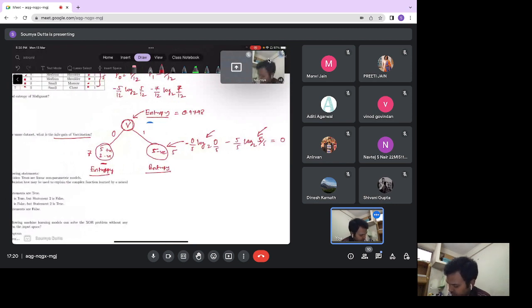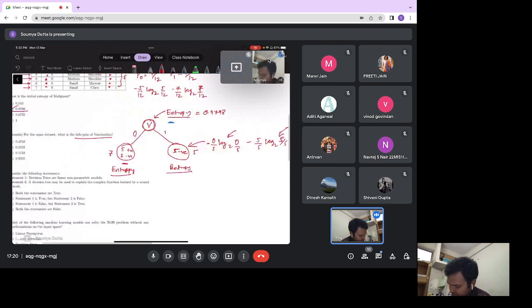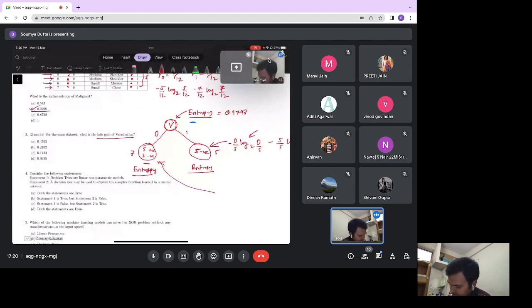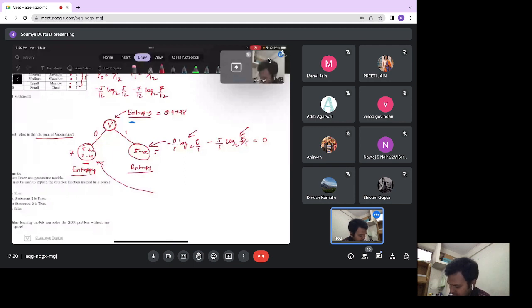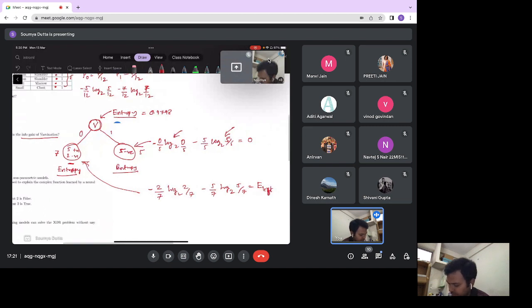Let's look at the left hand node. So I'll do the left hand node here. Again, it's quite simple. You have two positive and five negative. Therefore, you have minus 2 by 7 log 2 of 2 by 7 minus 5 by 7 log 2 of 5 by 7. So you will get some value here. I'm not calculating the value. Let's say this is entropy of left. This is the value that you have on the left node, and 0 is the value that you have on the right node.